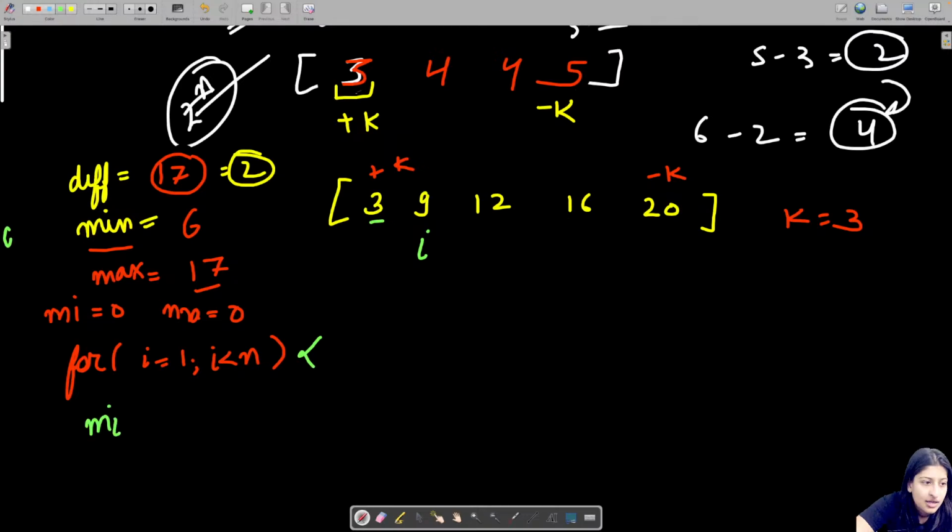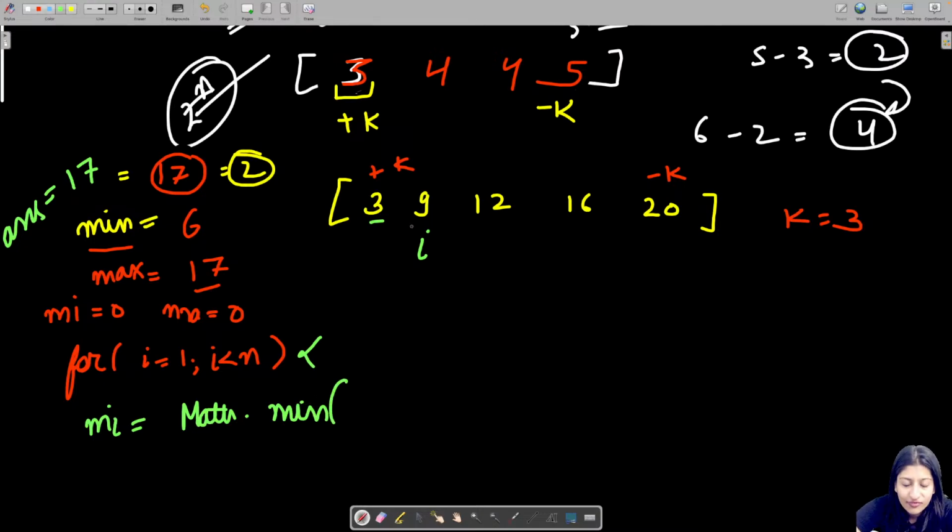My answer will be initialized to the absolute difference between 20 and 3, which was the difference that I have taken here. You can take it as your answer, which you will finally return. So the answer is 17 right now. Now your minimum will be math.min of what?